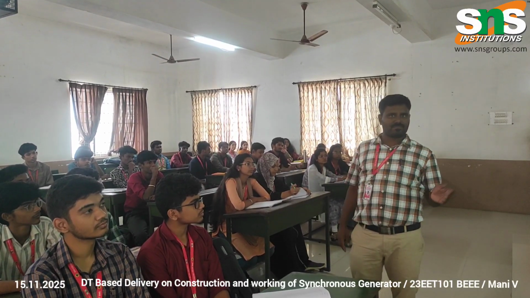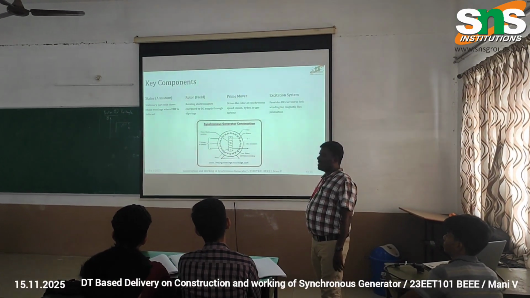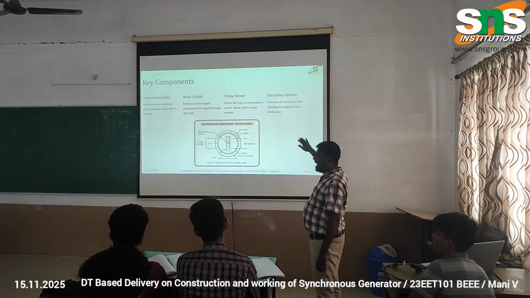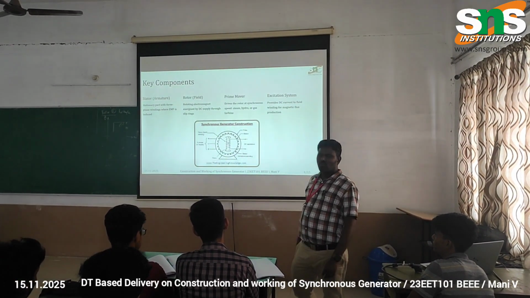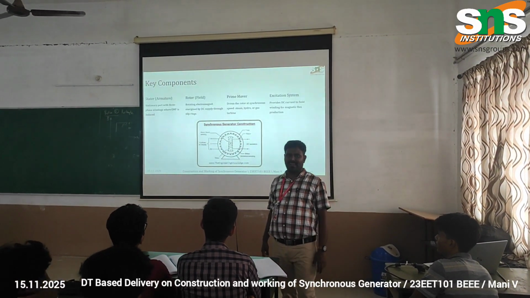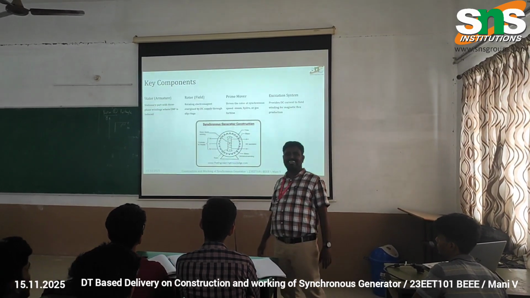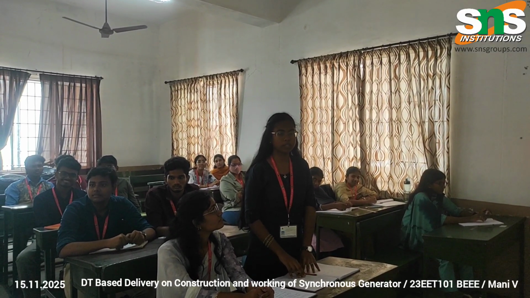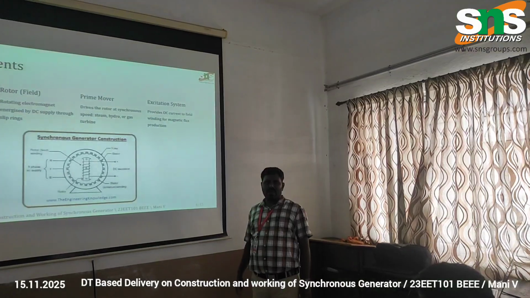Okay. So the key components are stator, rotor, prime mover, and excitation system. So already we have discussed in the DC generator also. So may I know what is stator? Stator is used to induce voltage, which is an armature. And what about rotor?